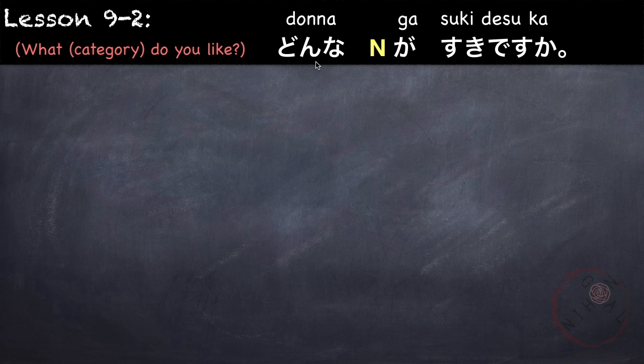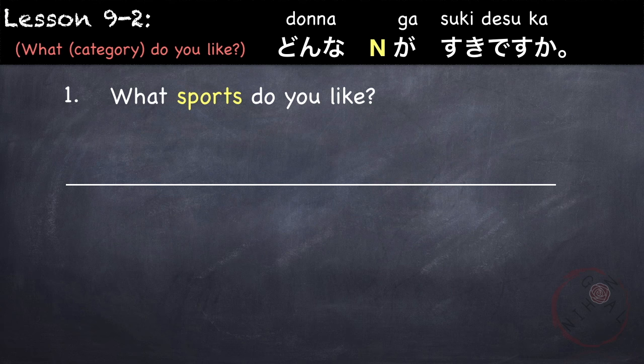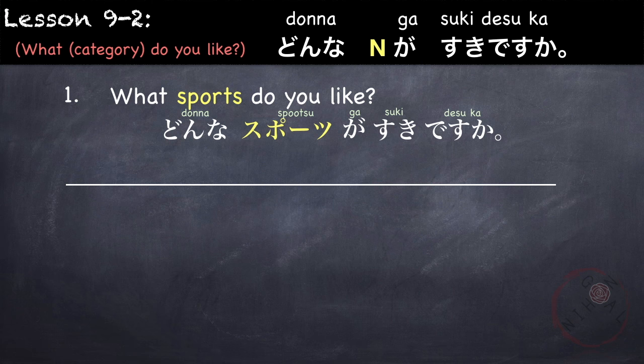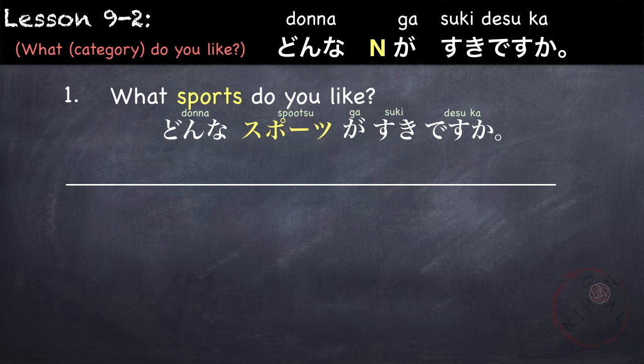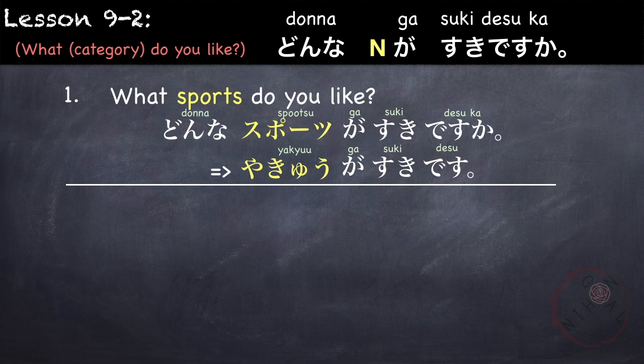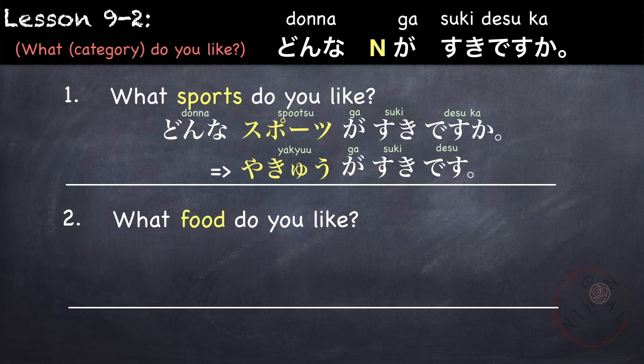Now, we are using donna to ask specific things from a certain category. For example, what sports or what sport do you like? Donna sports. So what sports? どんなスポーツが好きですか? What specific sport do you like? For example, I like baseball. 野球が好きです.